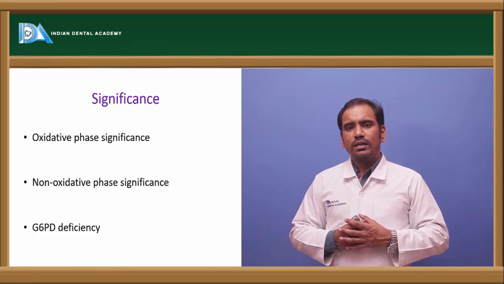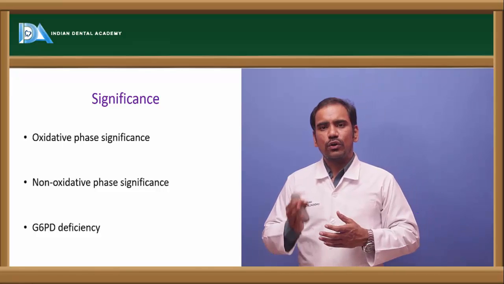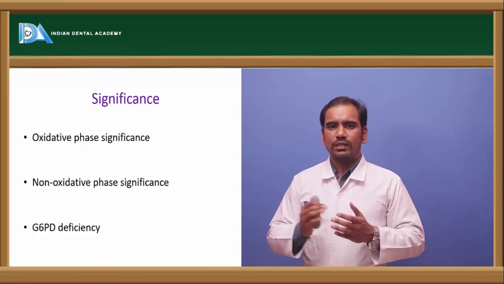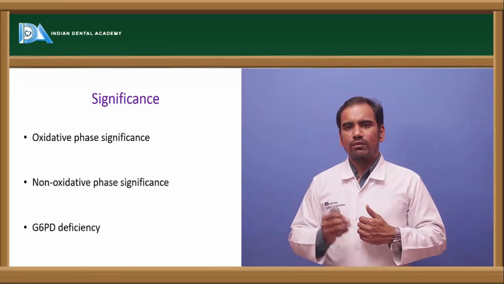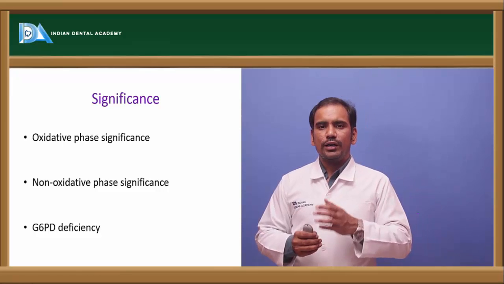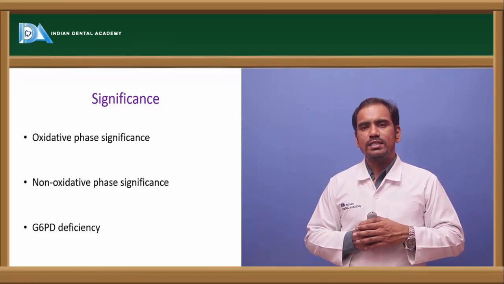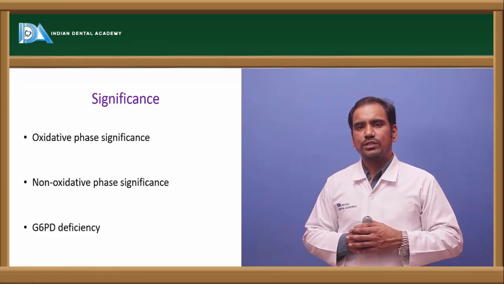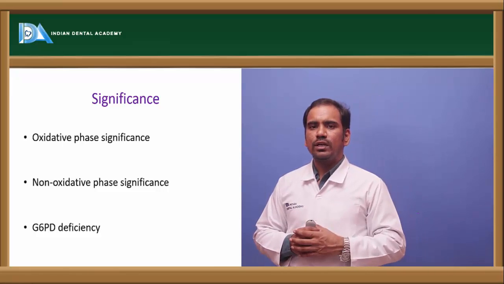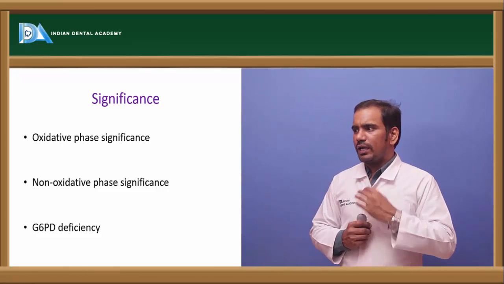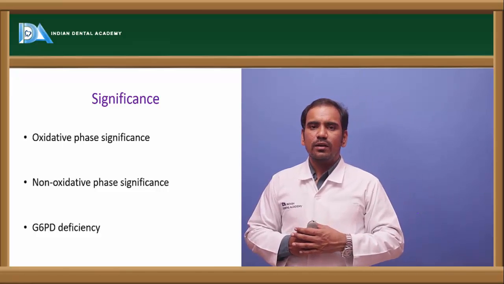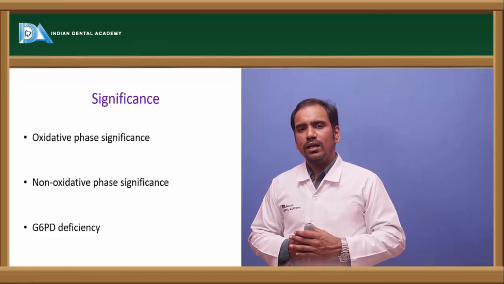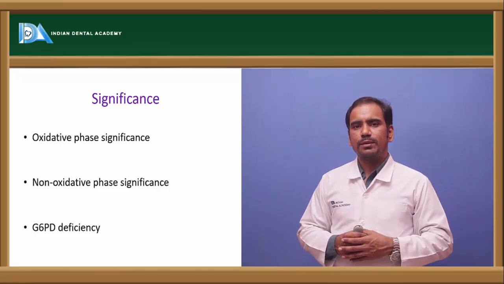Apart from that, NADPH is utilized in the reduction of the oxidized form of glutathione, that is GSSG, into the reduced form of glutathione, which we call GSH. So we require NADPH. That is the most important function of NADPH produced in the oxidative phase of the HMP pathway. Coming to the non-oxidative phase, ribose 5-phosphate, the most important sugar required in the synthesis of DNA and RNA, comes from the non-oxidative phase of the HMP pathway.